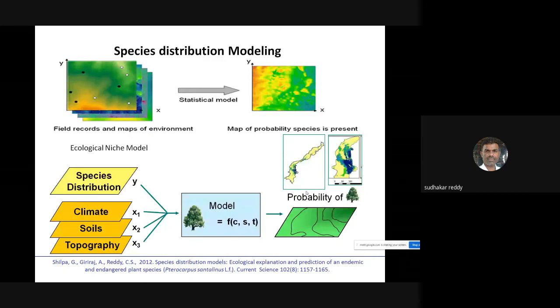And now, as this decade was identified for ecosystem restoration, this kind of model will help us in identifying suitable habitats for endangered species and also for narrow endemic species.